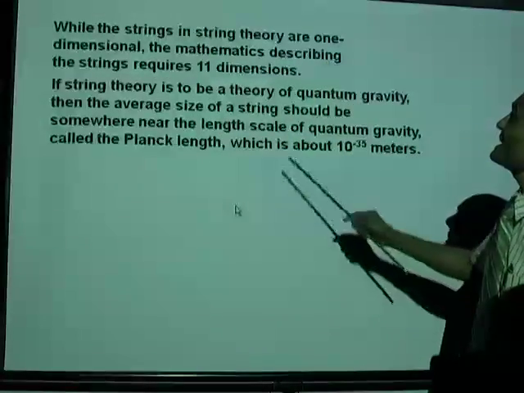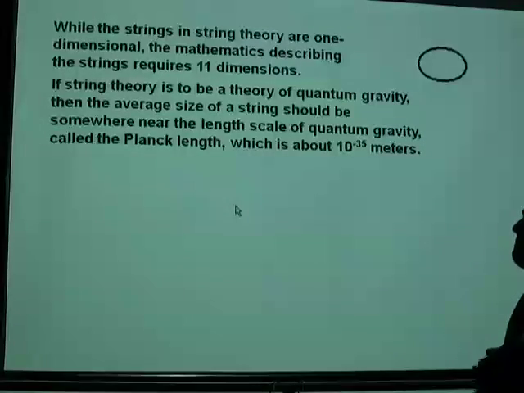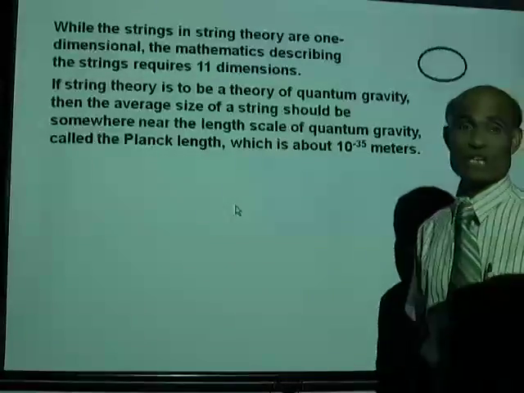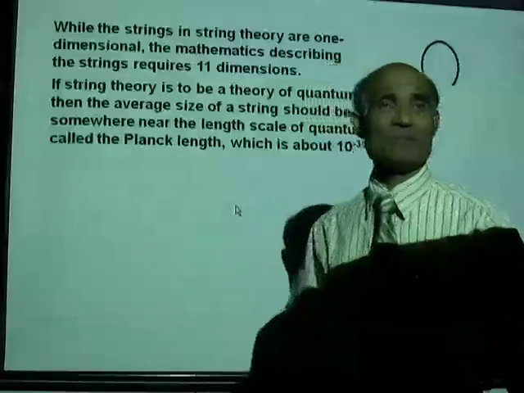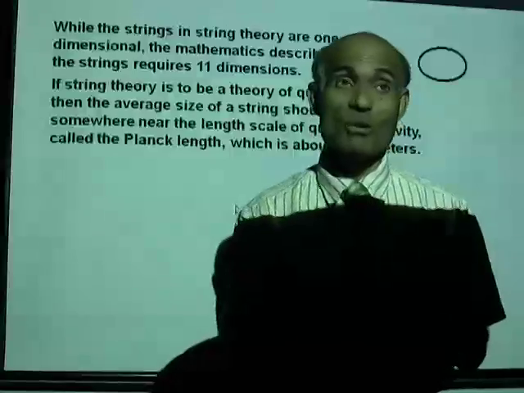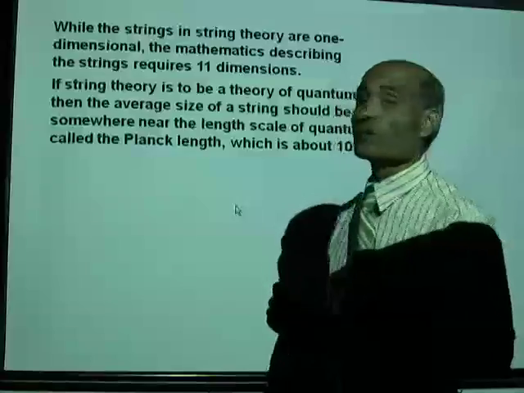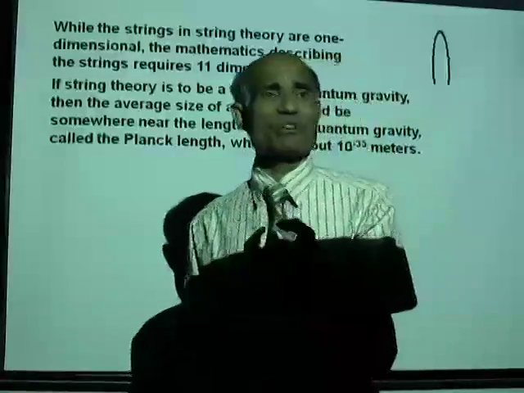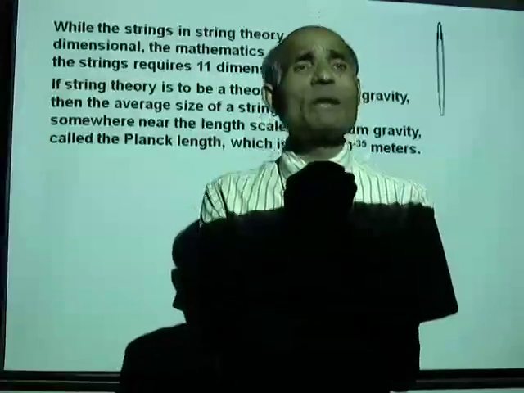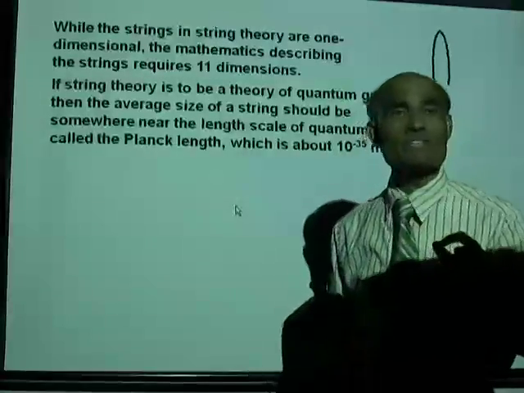So if string theory is to be a theory of quantum gravity, then the average size of a string should be somewhere near the length scale of quantum gravity, called the Planck length. The Planck length is 10 to the negative 35 meters. So, according to the quantum gravity theory, these strings that describe the fundamental building blocks of all matter cannot be greater than this 10 to the power of negative 35.